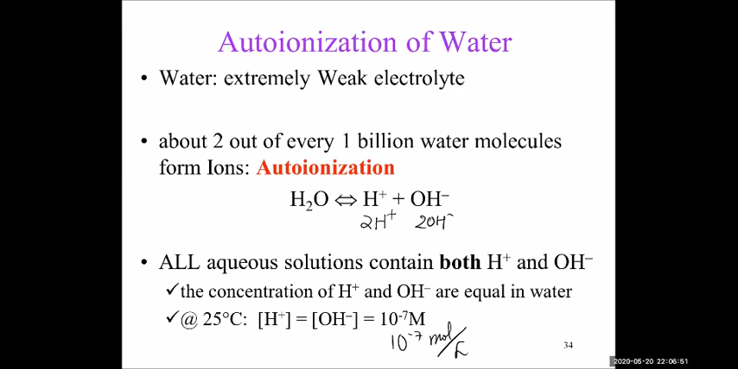For every 1 liter of water, 0.1 millionth, or 0.1 micromole, of the water becomes ions. Micromole is 10 to the negative 6. So it's a very, very small amount. And since in the water these 2 concentrations are so low, it's non-conductive. There are basically no free ions to conduct electricity.